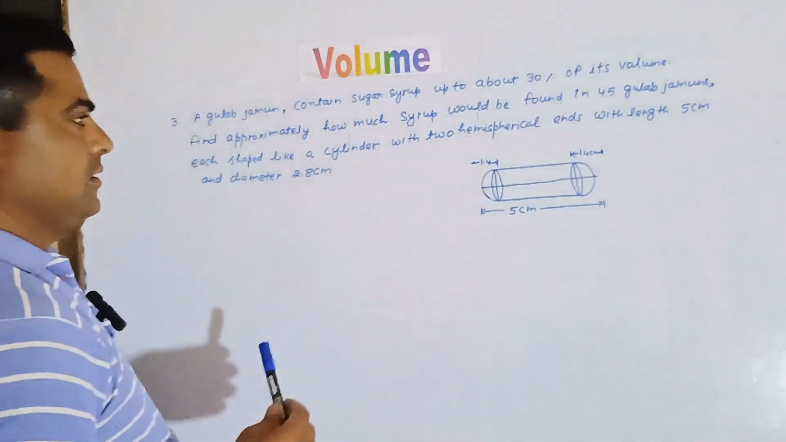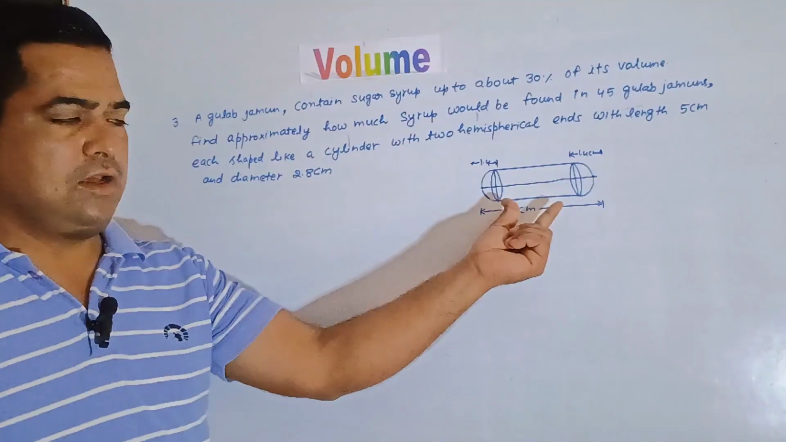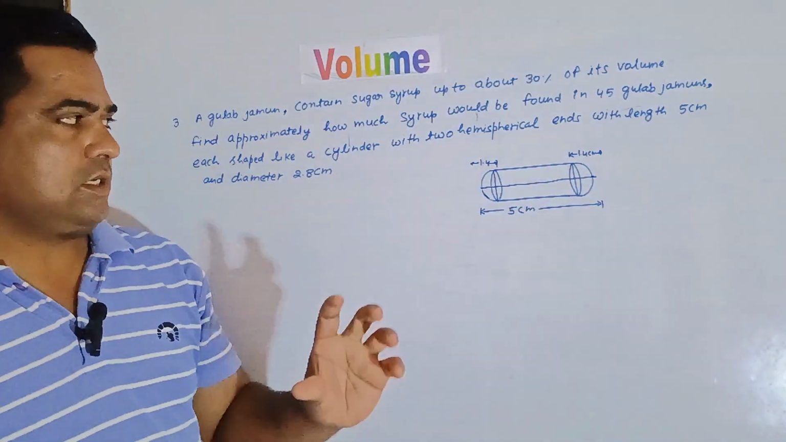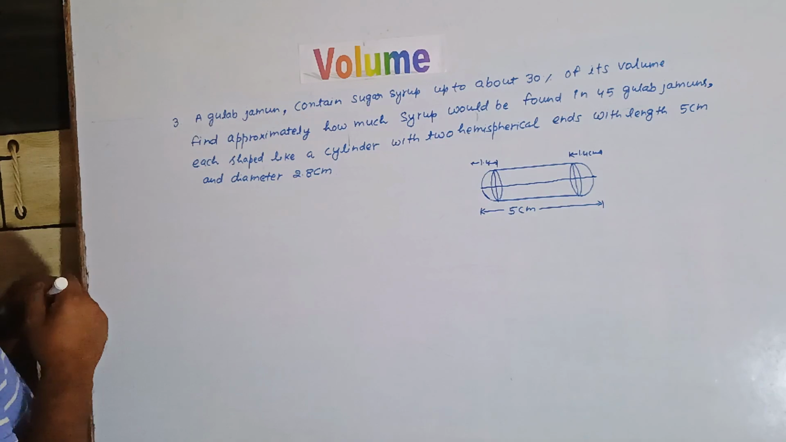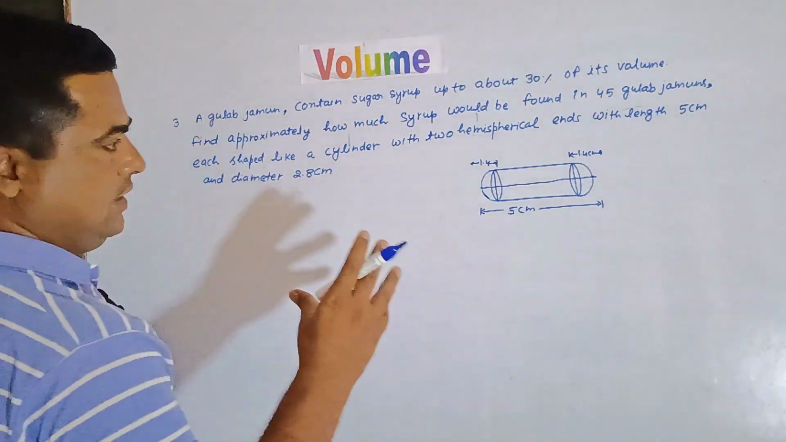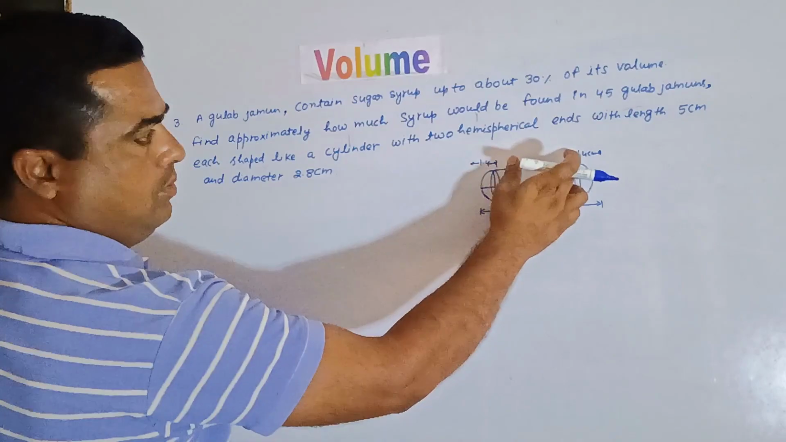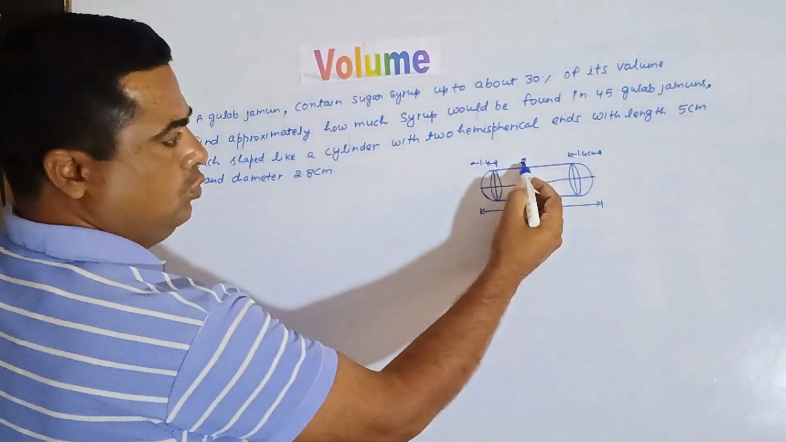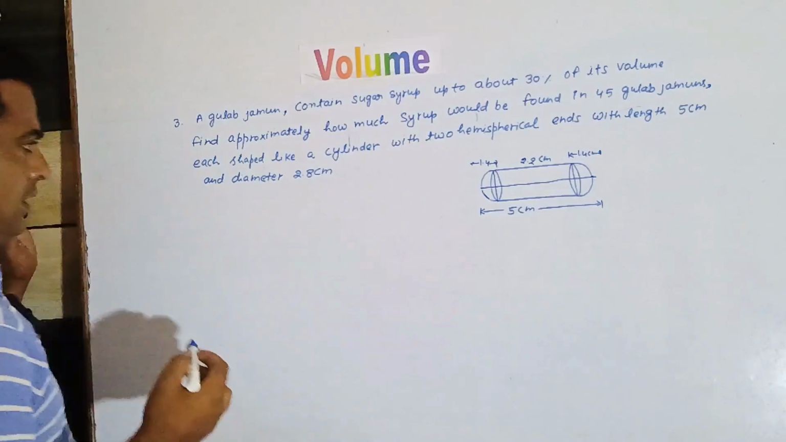1.4 centimeter, correct? Now you have a gulab jamun in the shape of a cylinder and two hemispheres attached on both the ends. Okay. Now we are writing here height of the cylindrical part. This is 5 minus 1.4 minus 1.4, so this will be 2.2 centimeter. This will be the height of this cylindrical part.